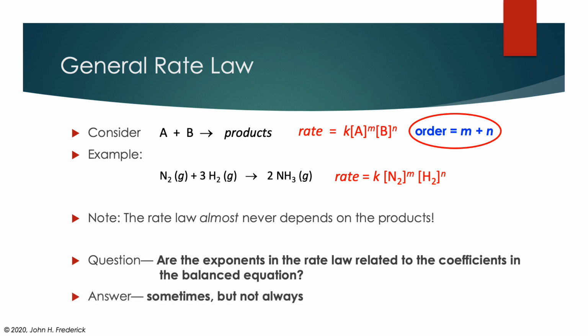Now, you might ask, are the exponents of the rate law related to the coefficients in the balanced equation? Well, unfortunately, the answer is sometimes, but not always, so you can't count on that. In fact, it turns out that those exponents are things that we have to learn by doing a direct experiment and finding out what nature tells us those exponents should be. It's not something that we can predict a priori from the balanced chemical equation.